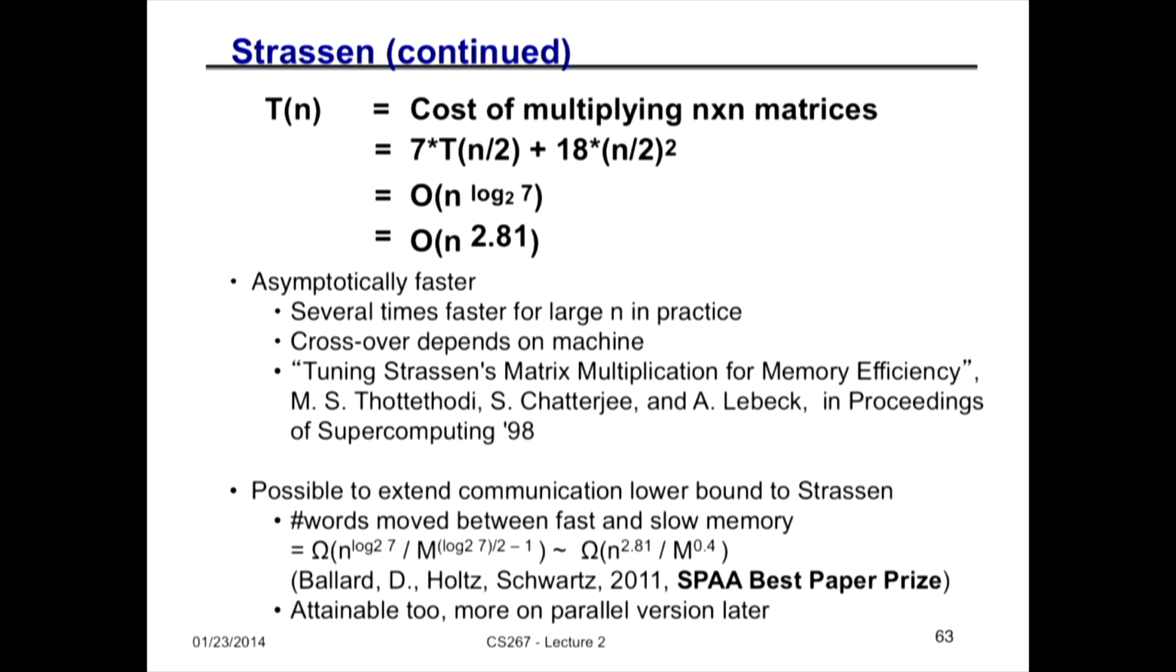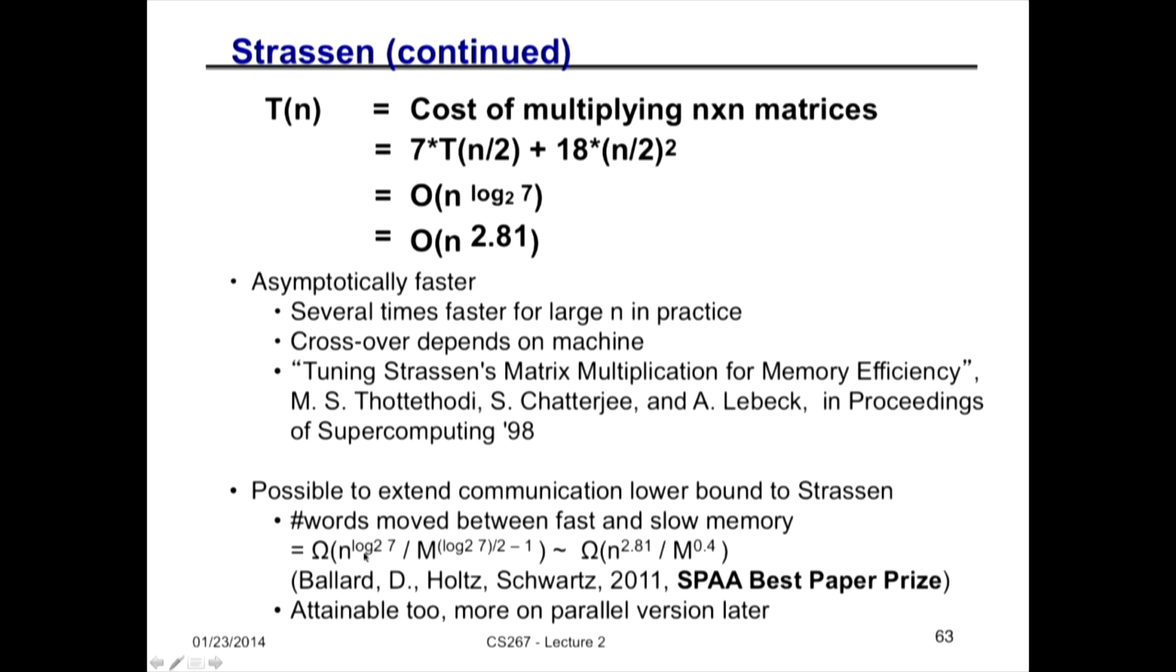Now, it's not just important to do less arithmetic, the whole point is to do less communication as well. And so we can ask ourselves, is there a lower bound on how much data this algorithm has to move between main memory and slow memory? And it turns out there's a theorem there too, and here it is.